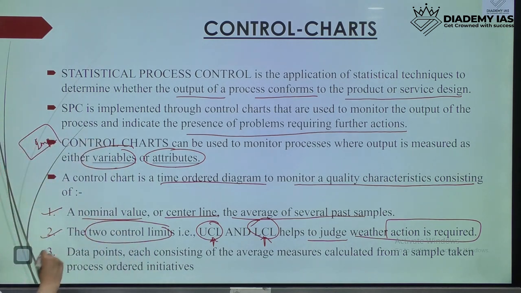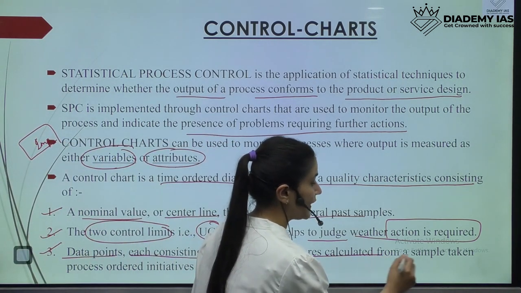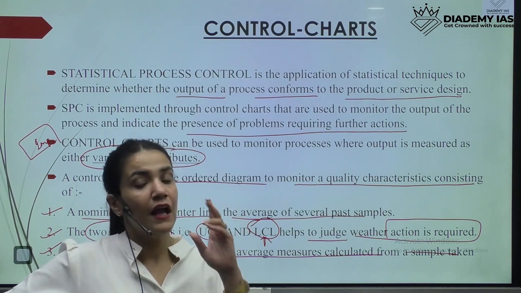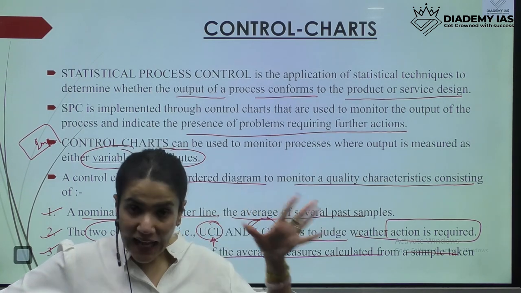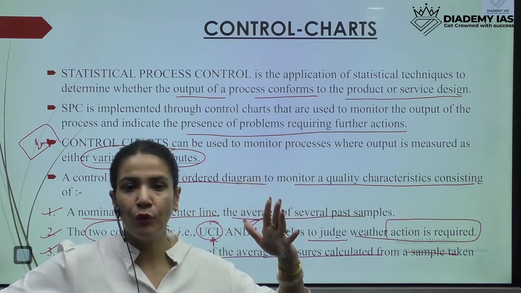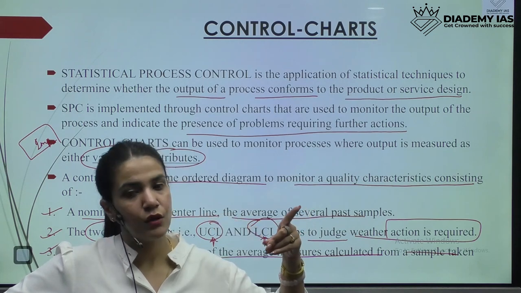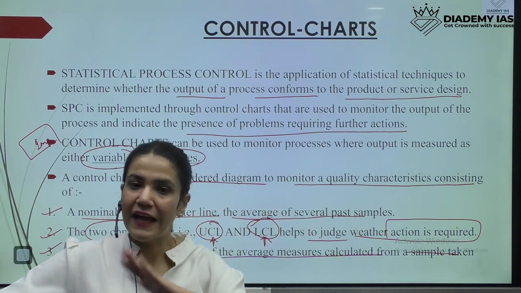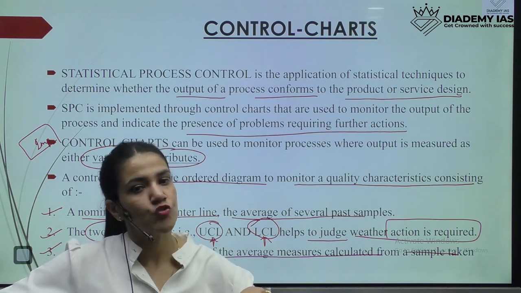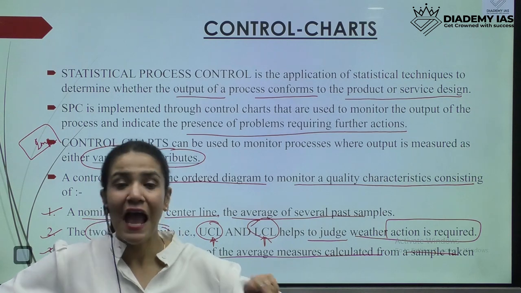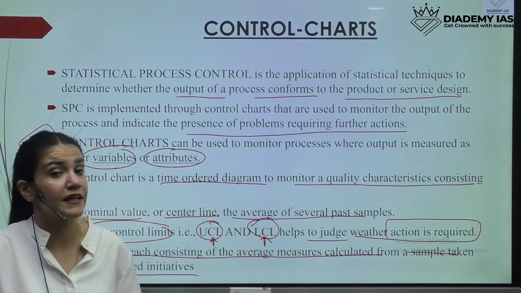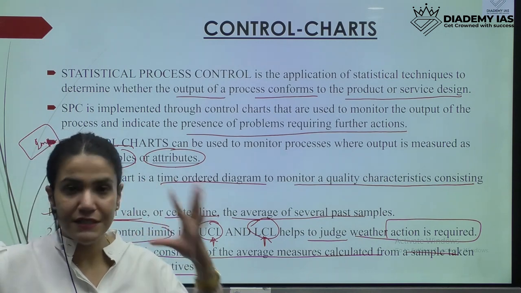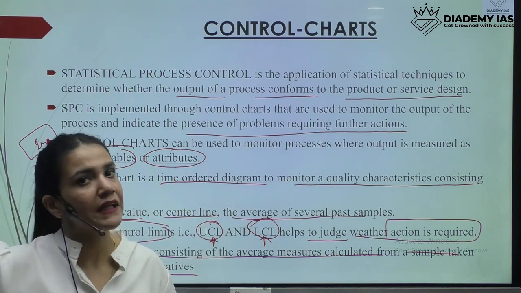The third point here is the data points, each consisting of the average measure collected from a sample taken, process ordered. Your sample gives you a clear idea. If you remember the pipes example that we just did on the board, as soon as the value goes from 14.9 or 14.8 to 14.5, it clearly tells the people in the production department that this is the sample which is showing a deviation from the limits that have been set. So immediately when such a situation comes, they have to stop the production, rectify it, and restart it. So control charts are very, very necessary in this kind of scenario because the calculations are very, very precise. So there are no chances of the error occurring again once it has been corrected, right?